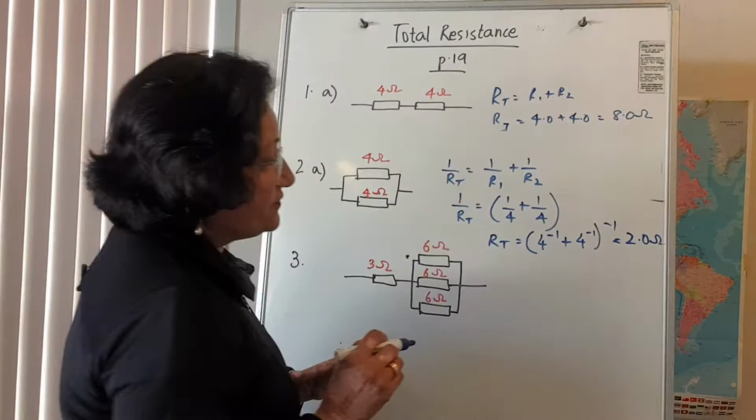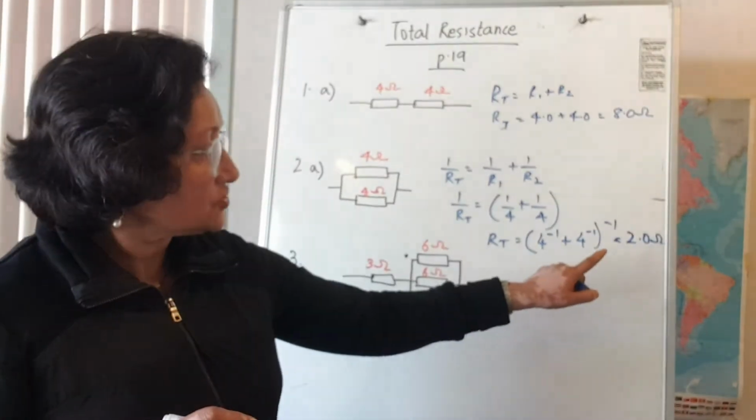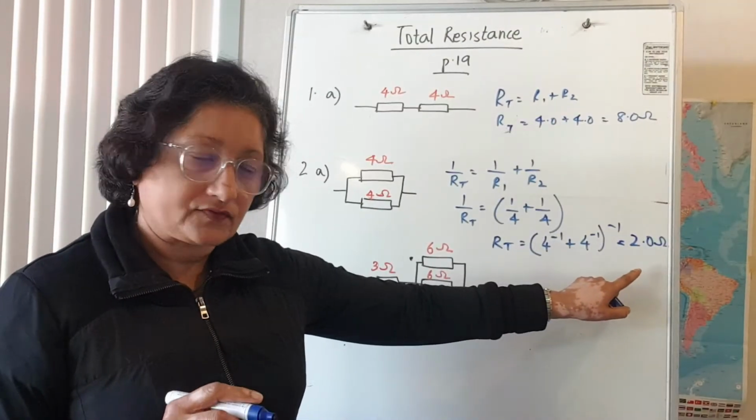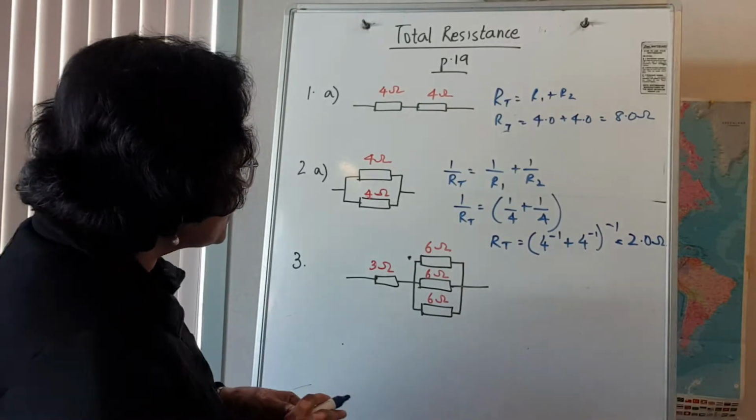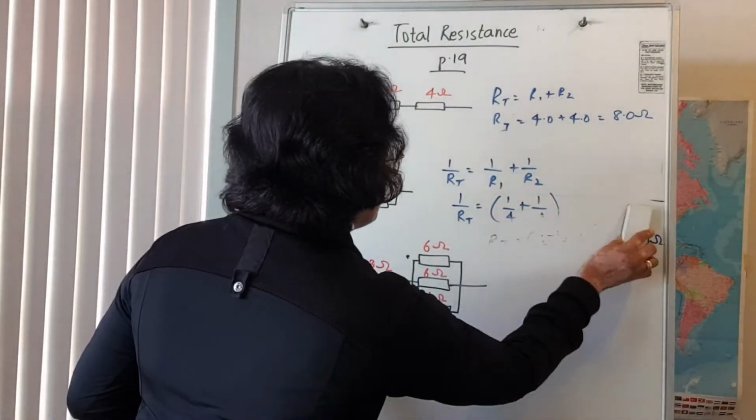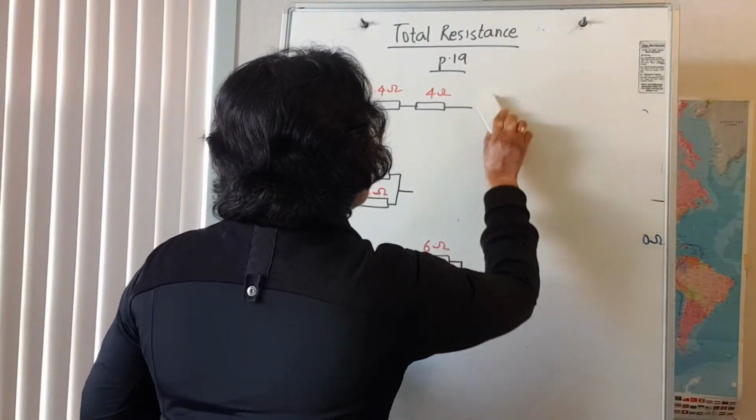You never ever leave your answer with one significant figure. You should have at least 2 significant figures for your answer. So that's 1 and 2. I've just rubbed the board so others don't get crowded.